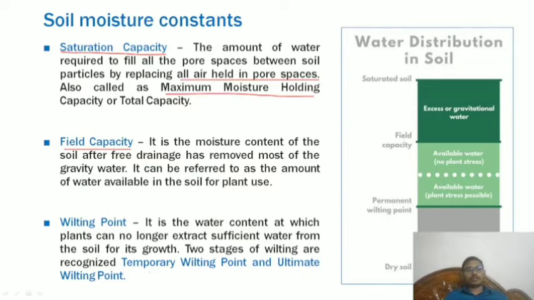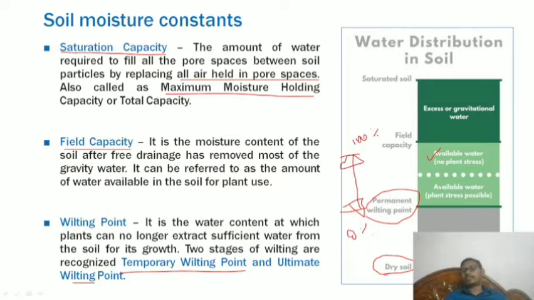Wilting means there will be temporary wilting and ultimate wilting. Here we can see this is dry soil and this is the permanent wilting point. This is the available water. From here it will be 100 percent, and here it will be 0 percent. So at field capacity, available water, no plant stress; below that, available water, plant stress possible. Again, this was divided into two: excess or gravitational water, and so on.